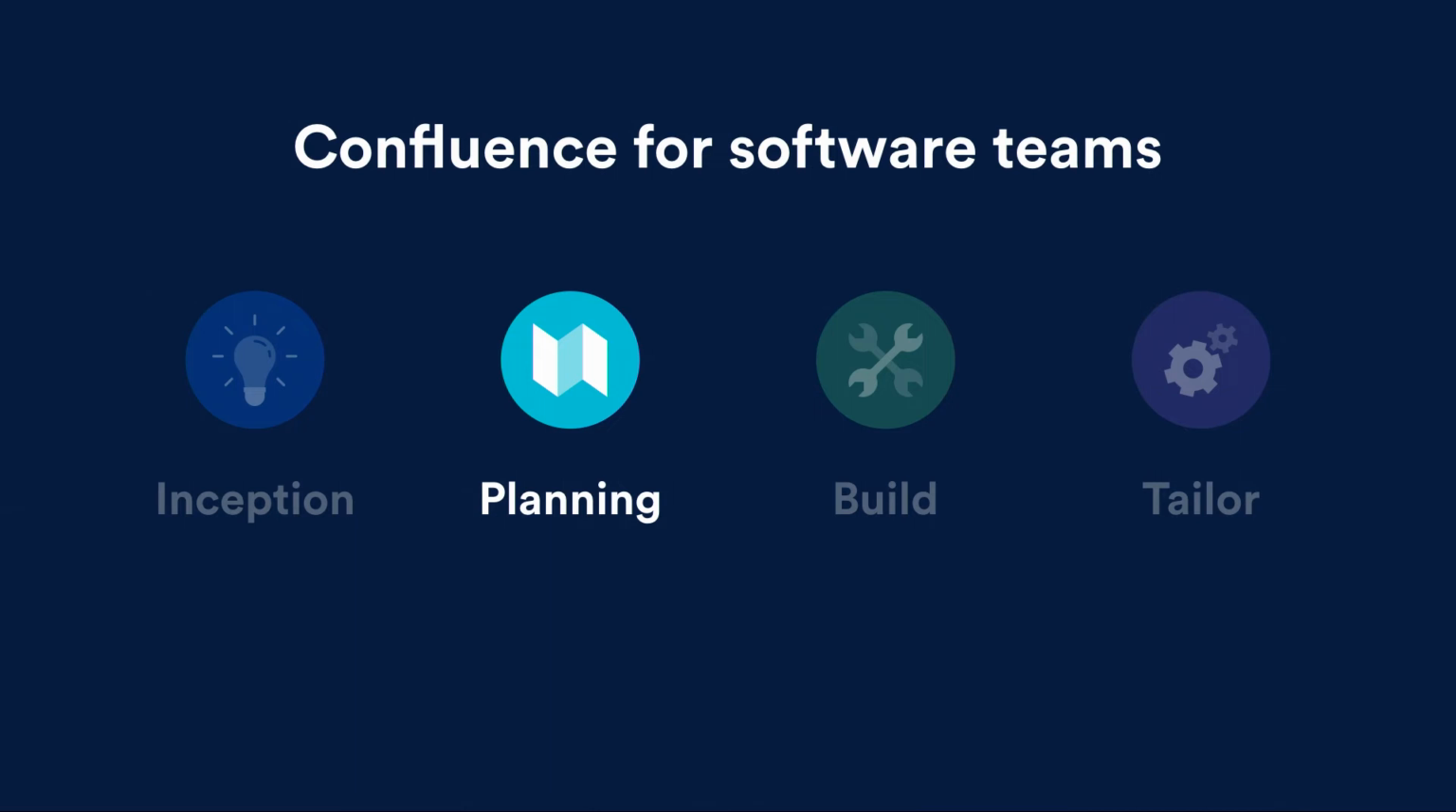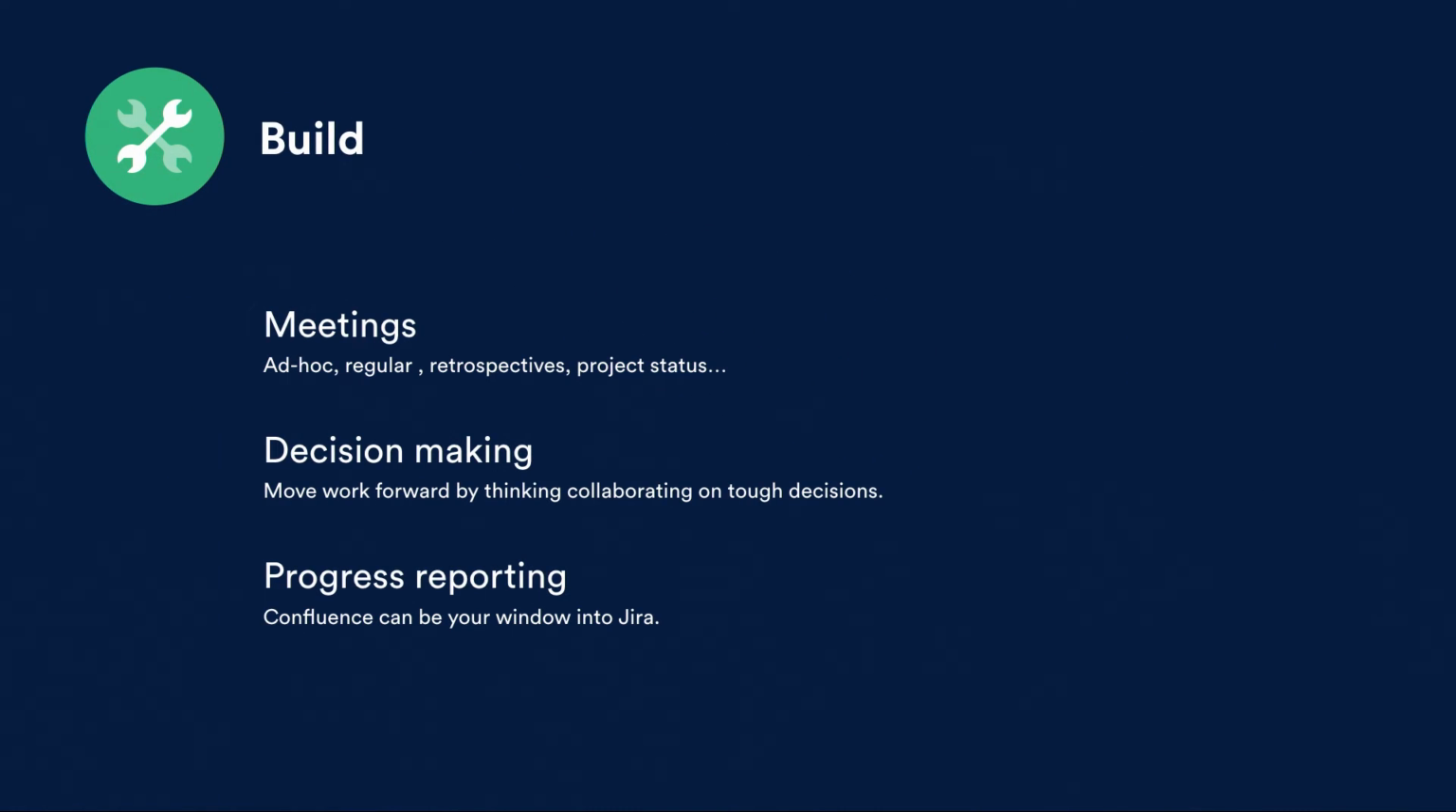All right, the next step in the process is build. Hopefully you've finished some plans, or you have good enough plans that you're ready to proceed to the next step. Confluence is quite useful here in a few things. During the build phase, there are lots of meetings: status meetings, retrospectives, ad hoc meetings to decide on particular things.